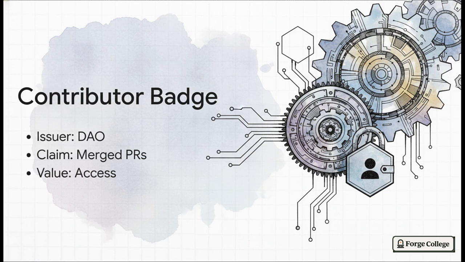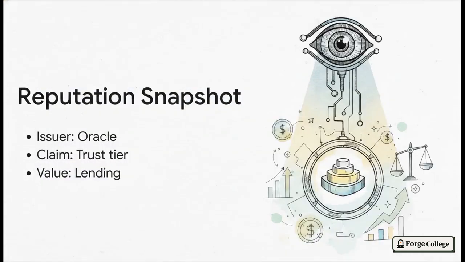This proves that non-transferability is the defining feature of a true reputation system. You can't buy your way in. You have to build your way in. Finally, let's look at a highly financialized use case: reputation scores. A decentralized reputation oracle issues a trust-tier SBT to your wallet.